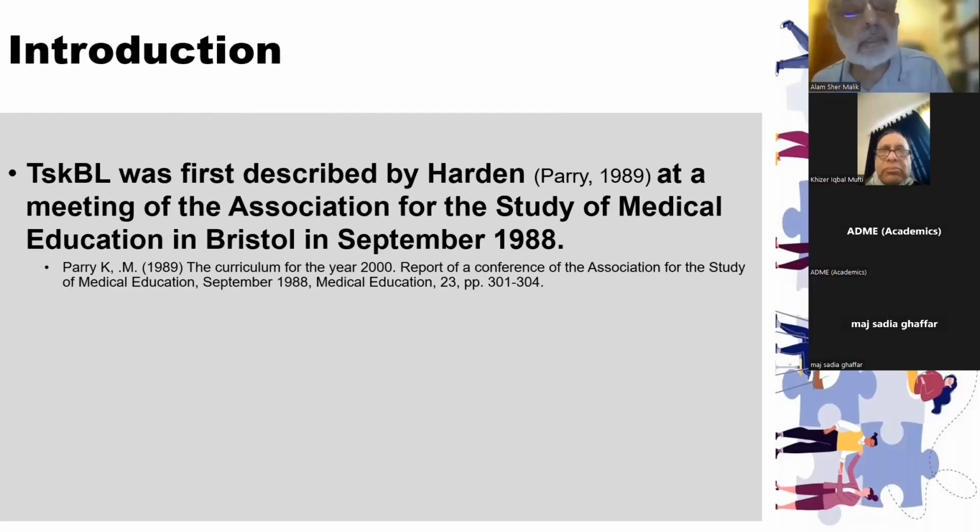So a little bit of history in introduction. It was introduced in 1988 by Professor Harden, who made a presentation in the Association for the Study of Medical Education in Bristol, and was reported in 1989. The reference is there.